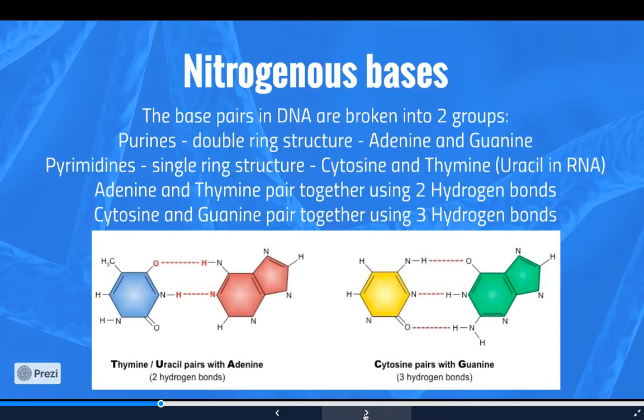There are 4 nitrogenous bases found in DNA, and they're broken into 2 groups, purines and pyrimidines. Purines have a double ring structure and consist of adenine and guanine. Pyrimidines have a single ring structure and consist of cytosine and thymine. Uracil is found in RNA instead of thymine.